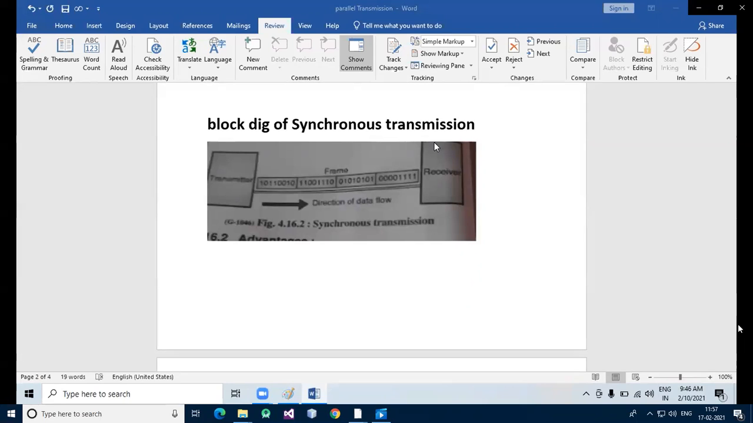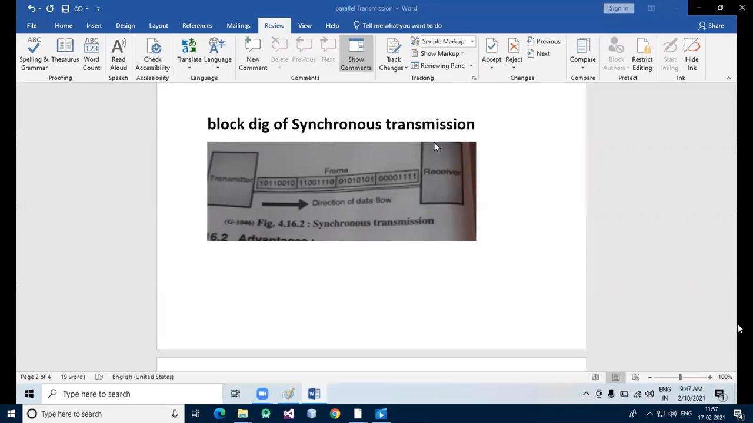So, application of synchronous transmission. Synchronous transmission, due to its high speed, is used for data exchange from one computer to another. Bit synchronization is achieved at the data link layer level for synchronous transmission between computers. So the difference between asynchronous and synchronous transmission is, synchronization is not needed.